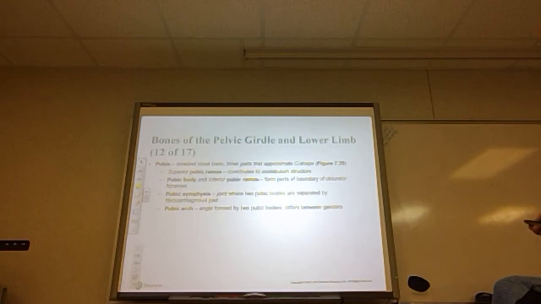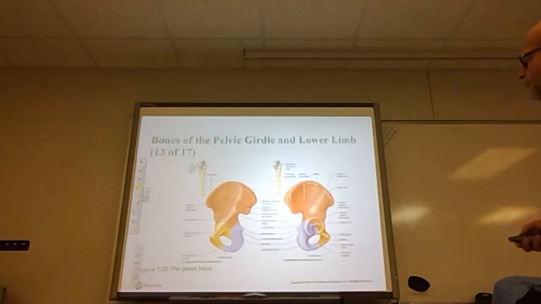The three parts that approximate the C shape have a superior pubic ramus, which contributes to the acetabulum. The pubic body and inferior pubic ramus form parts of the boundary of the obturator foramen. The pubic symphysis is a joint where the two pubic bones are separated by a fibrocartilaginous pad, and the pubic arch has an angle formed by the two pubic bodies that differs between the genders. One gender has a more round opening in the pubis than the other.